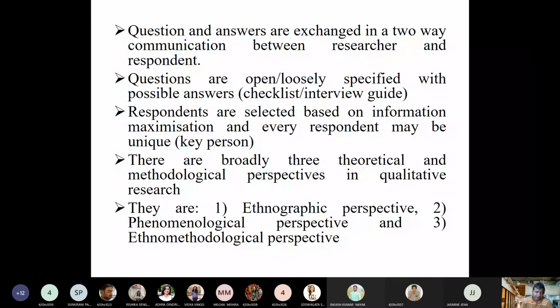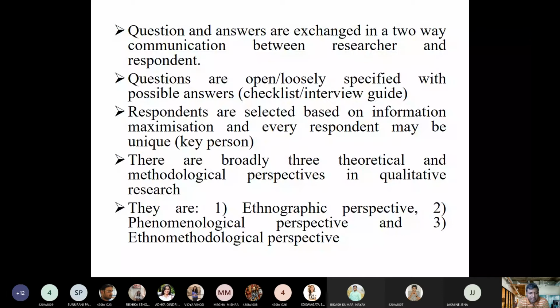While selecting the respondents, that is the samples, we use certain kinds of guidelines. I'll teach you sampling later on. So we use certain methods while collecting the information.